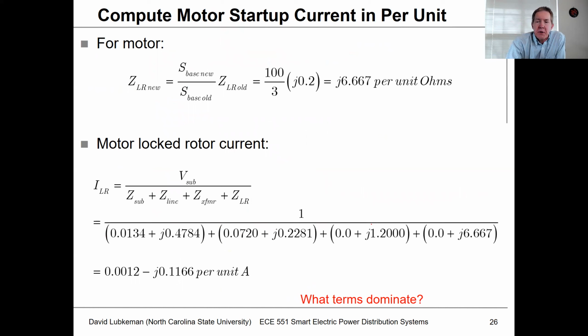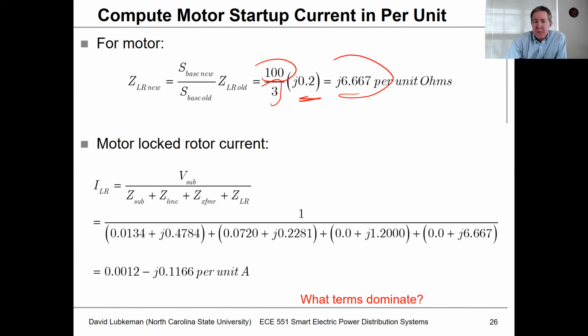Finally, for the motor, I take this locked rotor base. The machine base is 3 MVA. This simply corresponds to the normal volt-amperes the machine is drawing. So to get this on the new system base, I have to multiply by the ratio of the new base over the old base, 100/3. And this gives me the locked rotor impedance on the new system base.